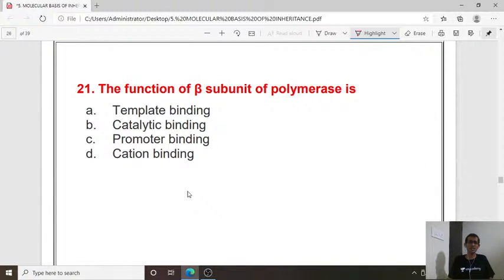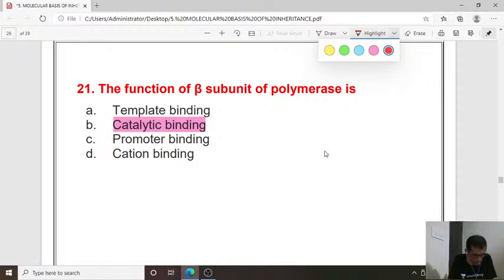21st: the function of the beta subunit of polymerase is what? The beta subunit of the polymerase enzyme during the processing. So that is the 21st question. B is the right answer. Catalytic binding process. Okay, catalytic binding process. So for the 21st, B is the right answer. Yes, Manu, you are right. 30,000 B squared for the previous question.